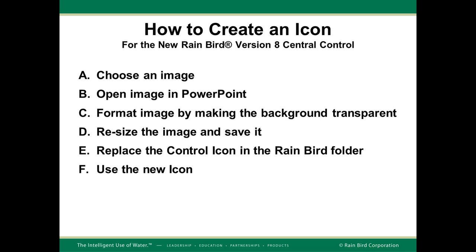First, you'll want to choose an image that you like, open the image in PowerPoint, format the image by making the background transparent, resizing the image to save it so that it looks correct in the software, then replace the control icon in the Rainbird folder with the new icon that you've created. Lastly, we'll open up the map and you can use your new icon.